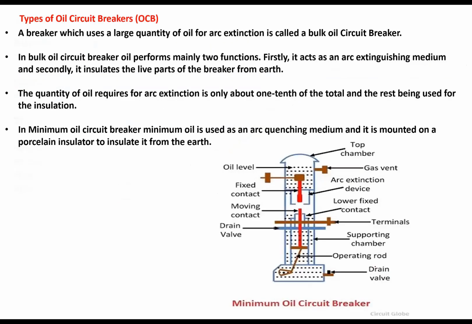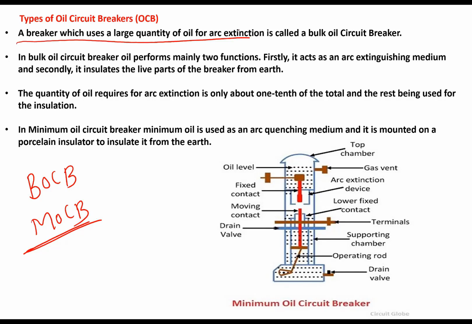Okay. So types of oil circuit breakers, depending upon the quantity of oil used, there are two types of circuit breakers. They are bulk oil circuit breaker, BOCB, and minimum oil circuit breaker. Okay. So an oil circuit breaker where a large quantity of oil is used is called a bulk oil circuit breaker. In bulk oil circuit breaker, oil is used both for arc quenching as well as the insulation medium. Understand?